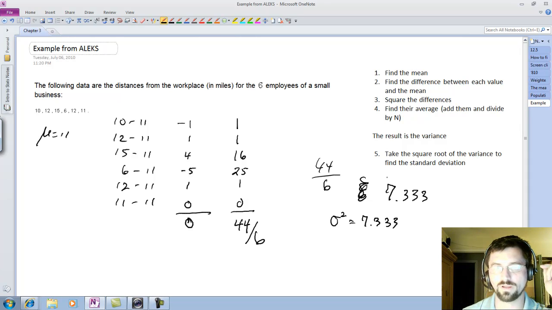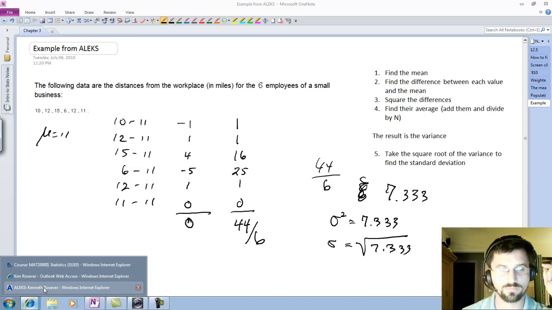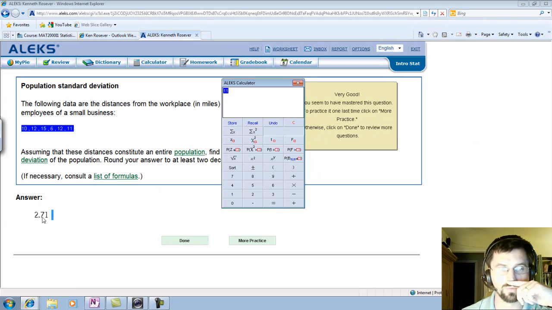But what we're looking for is the standard deviation, so we're going to have to take the square root of that. So it's the square root of 7.333, and I can do that in ALEKS, and when I do, I get 2.71.